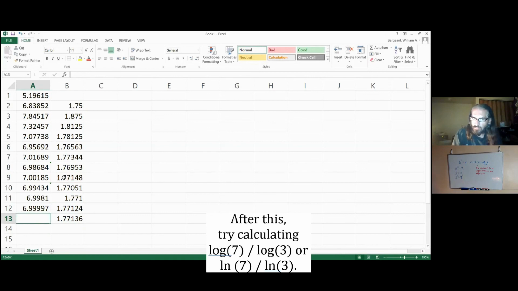See if we try out 3 to this power. That, if we rounded it to 4 places, would be 7.0009, whereas the previous one, if we rounded it, would be 6. Well, it would round to 7. So I'm going to take this answer and round that to 4 places. I'm going to try putting in 1.7712.